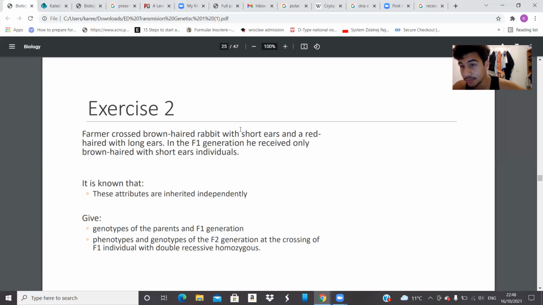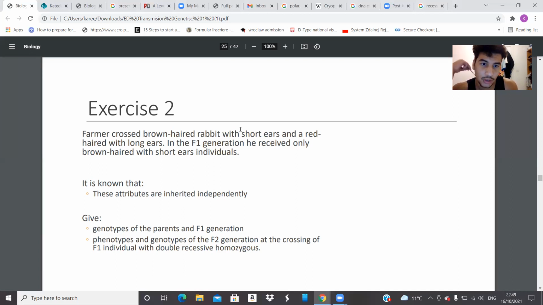All of them heterozygous, when we cross two homozygous, like we did in the last question. It is known that these attributes are inherited independently; give the genotypes of the parents and the F1 generation. We already know what it is. We know that both parents are pure breeding and the F1 generation is heterozygous. I hope that makes sense. I know I haven't explained a whole lot, but it's just deduction.